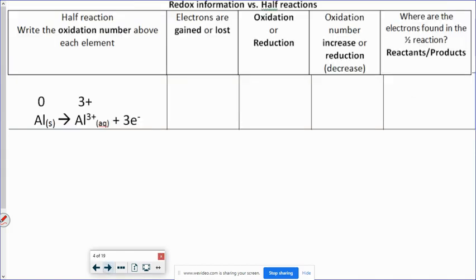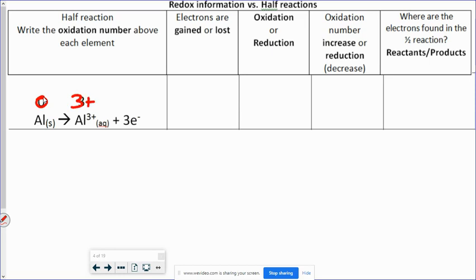So here we go. We're going to go through the front side. So here we have aluminum. Its oxidation number is zero. We take that right off the cover. It is an element. It's all by itself. It doesn't have a charge with it. So it's considered a neutral element. So it gets the oxidation number of zero. And any ion gets an oxidation number that's equal to its charge.